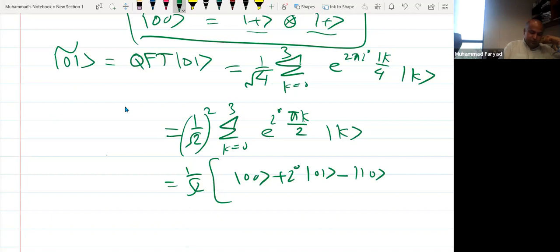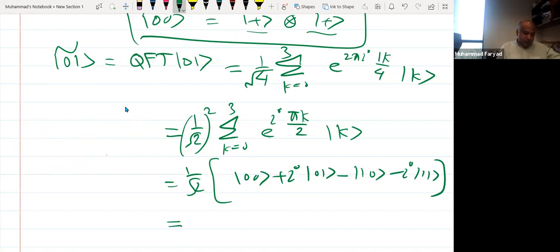And for the last term, k is 3. So when k is 3, this is 3 by 2. So exponential iota pi 3 by 2 is cos 3 pi by 2 plus iota sine 3 pi by 2. So this is 0 and this is -1. So I'm left with minus iota. So this is minus iota 1 1 state. So this is what we get.